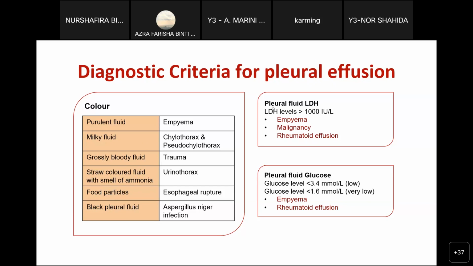So when pleural fluid has lactate dehydrogenase levels more than 100 IU per liter, which means it is an exudate, it can be caused by empyema, malignancy, rheumatoid effusion. And pleural fluid glucose is also important for us to know. When there is low level of glucose, it may indicate empyema, rheumatoid effusion, and also infection.